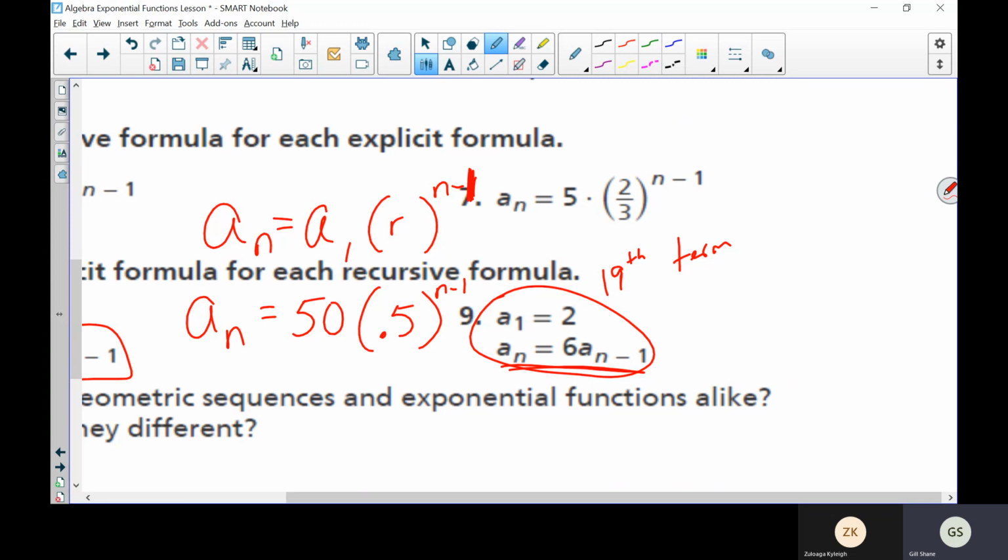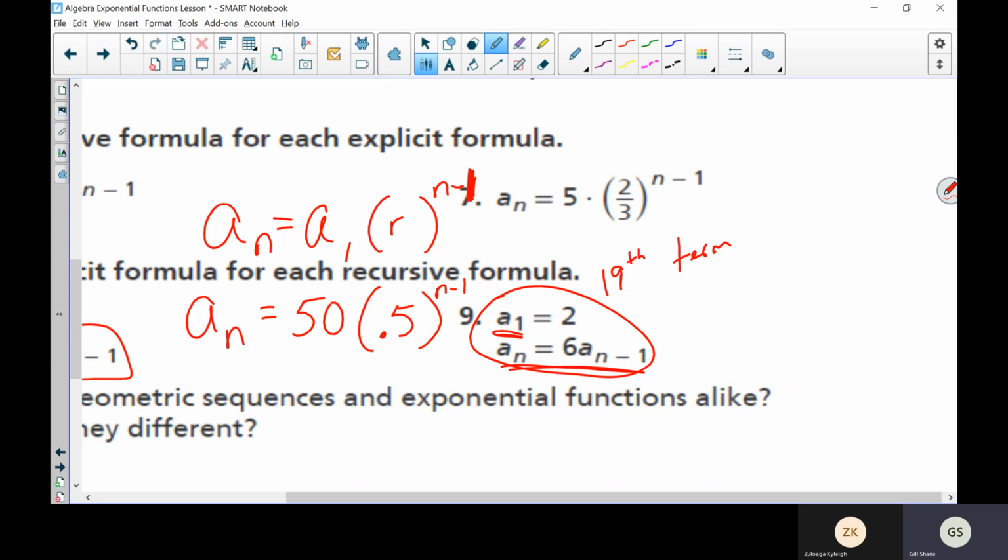So A sub 1. We want to find A sub 1 in that problem number 9. Yeah, it literally tells you right here. A sub 1 is 2. It tells you right there. So, 2.